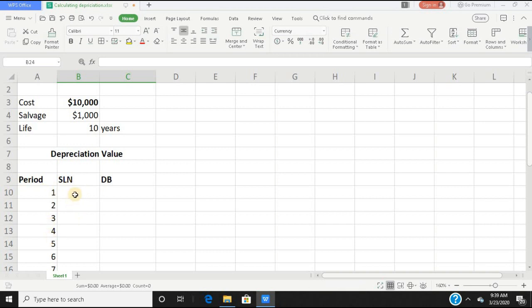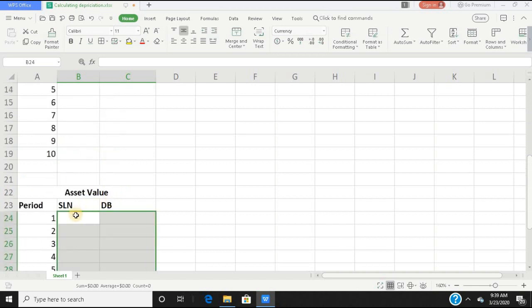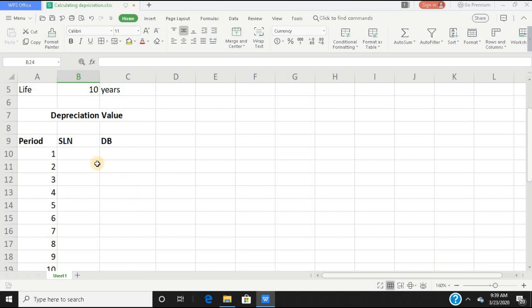Here, I'll be using the SLN method to calculate or figure out the loss that is happening over the period. And here in this column, I would be using the diminishing balance method to calculate the loss of value over a period of time. And here in the asset value, I'll be calculating the residual value of the machine after every period of time. That is to say, the value of the machine after the depreciation. What is the existing value of the machine after the depreciation in that particular period? Okay, so let's get started.